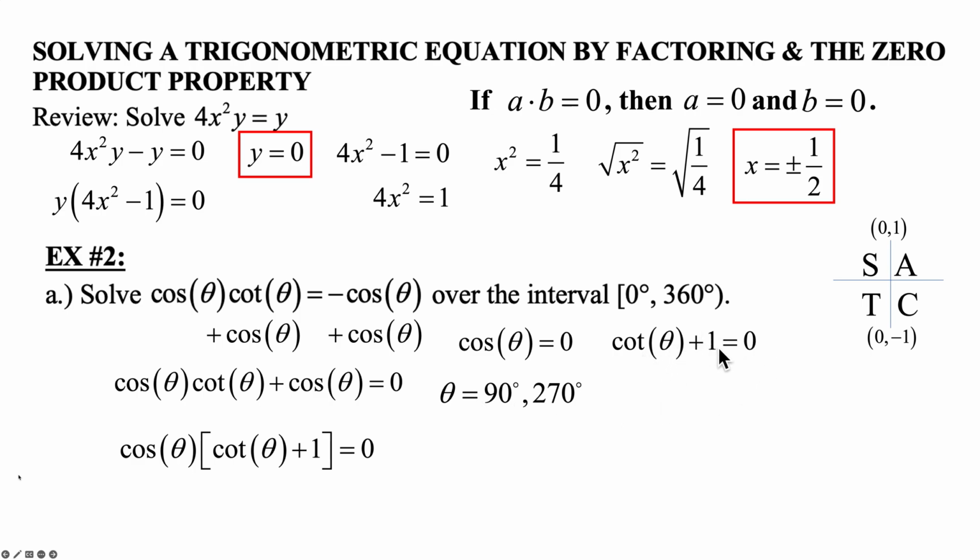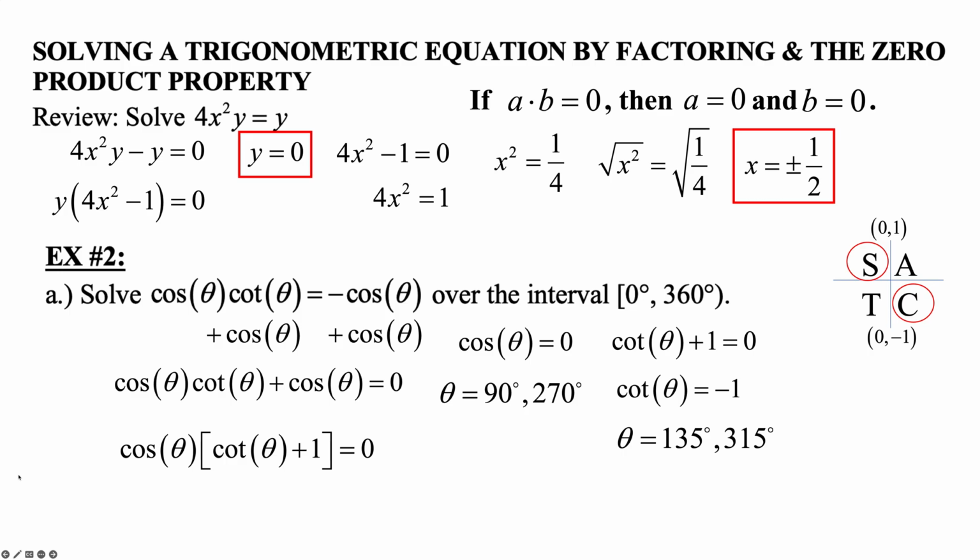Cotangent theta plus 1 equals 0. Subtract over the 1. Cotangent is like tangent, we're going to have to go negative, so that's quadrants 2 and 4. Whenever I get a 1, that's the 45-degree reference angle, so that's 135 in quadrant 2, 315 in quadrant 4. And those are my 4 answers. They're there. Jumped off the screen on me there.